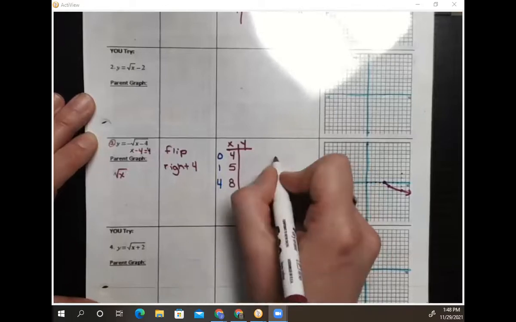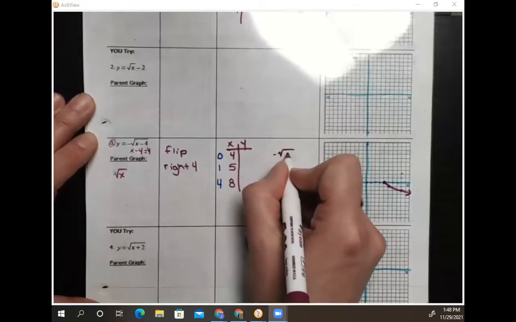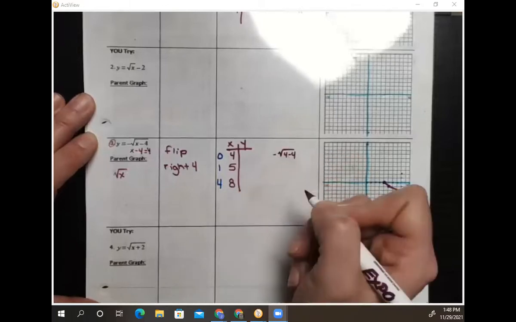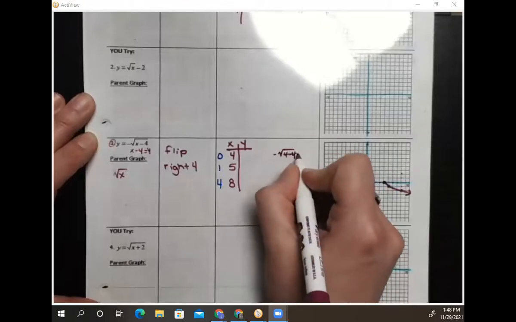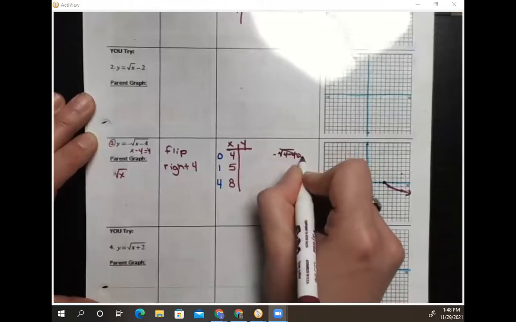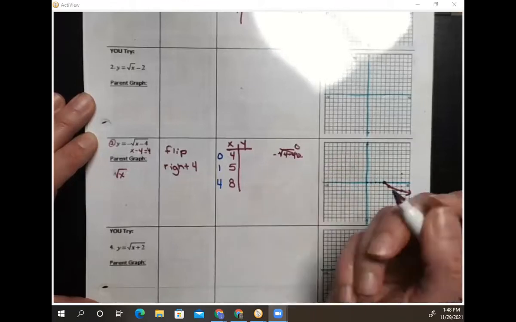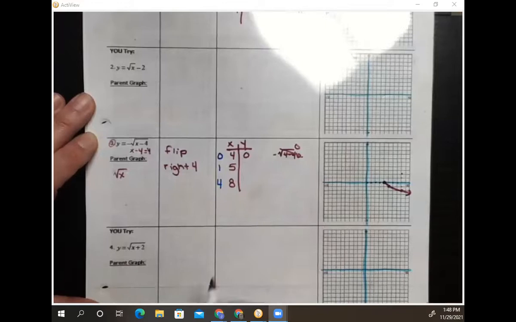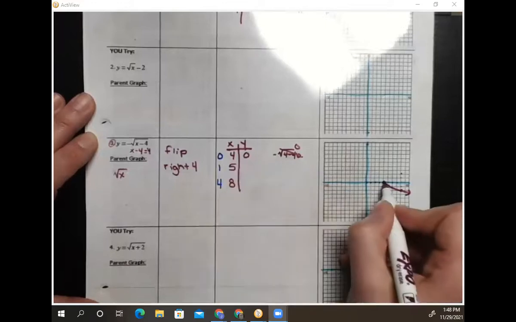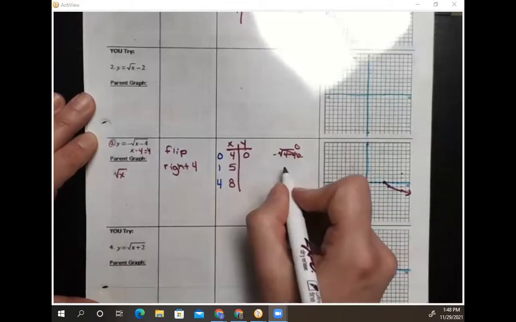So now let's go ahead and plug these in. This would be negative square root of 4 minus 4. Under the root, 4 minus 4 is 0. The square root of 0 is 0. And then we've got negative 0, but that's just 0. So I have the point 4 comma 0, which we have from our transformation.